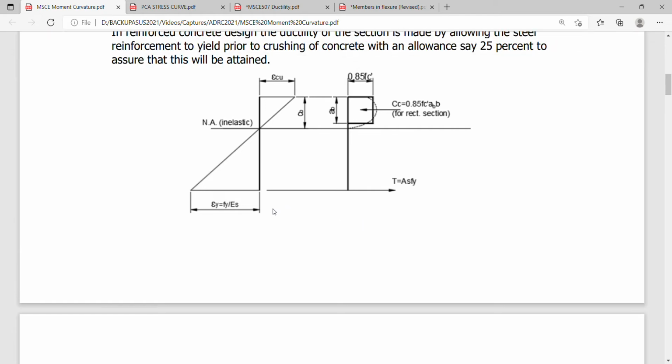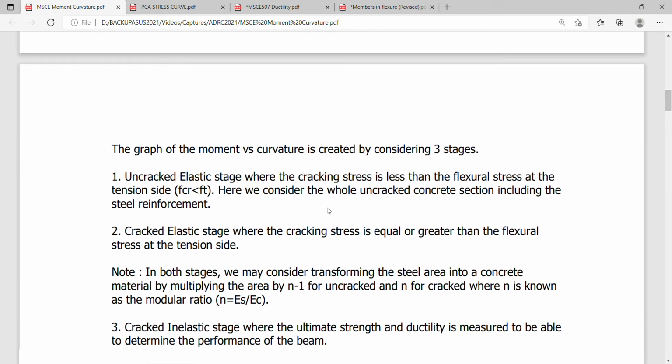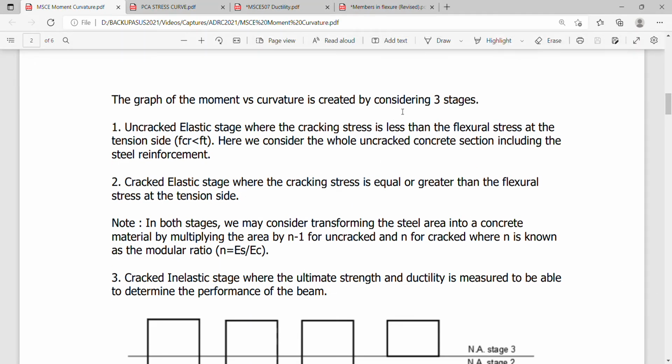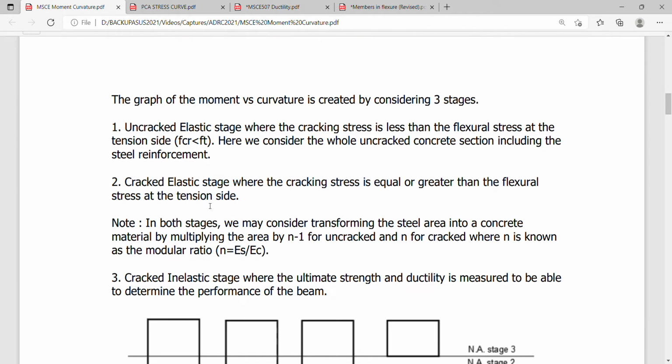As presented in this lecture is also the familiar strain and stress distribution, while the stress distribution is actually shown in terms of either a rectangular stress block pattern or an actual parabolic pattern as described by the dotted curve. So the graph of the moment curvature is created by considering three stages. So these are now some helpful steps for you to follow in order to be able to plot the moment curvature graph.